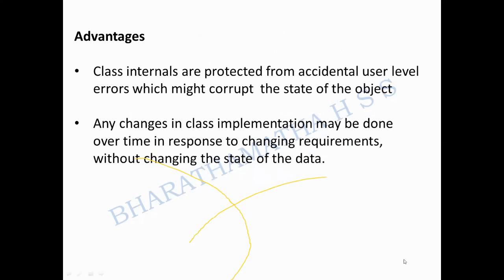So, advantages. Class internals are protected from accidental user level errors which might corrupt the state of the object. Let me give an example. Don't worry about high concepts like class internals, just understand the example that I am giving you. You have one organization, with a sales department, purchase department, production department, inventory department, and an HR department.